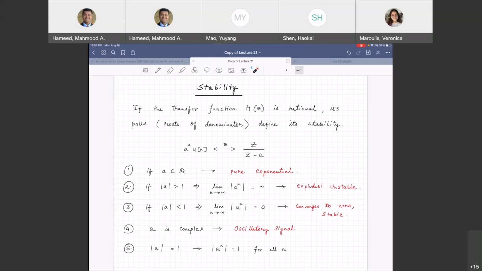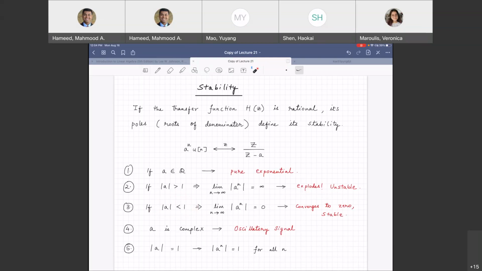But if you have A to be complex, then you could have magnitude of A greater than 1 or less than 1. If magnitude of A is greater than 1, what do you have? 2 raised to n, 3 raised to n, 4 raised to n. Right? So things are exploding. It's unstable as time goes on. But if magnitude of A is less than 1, then things are decaying as time goes on. They are converging.